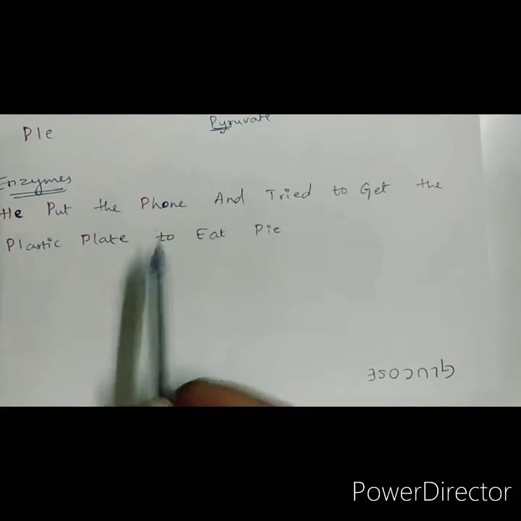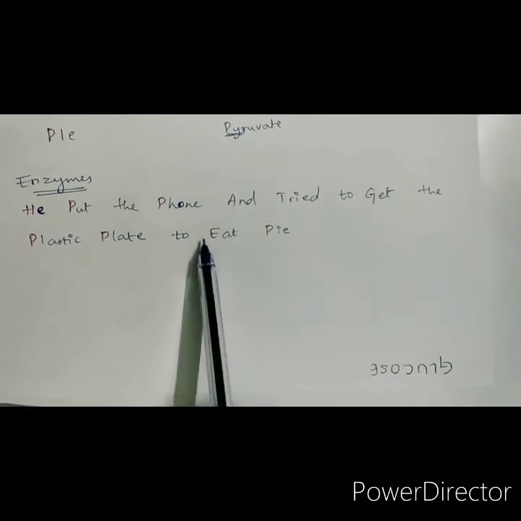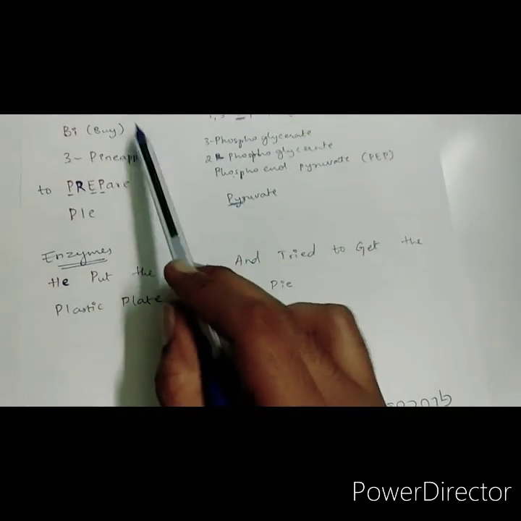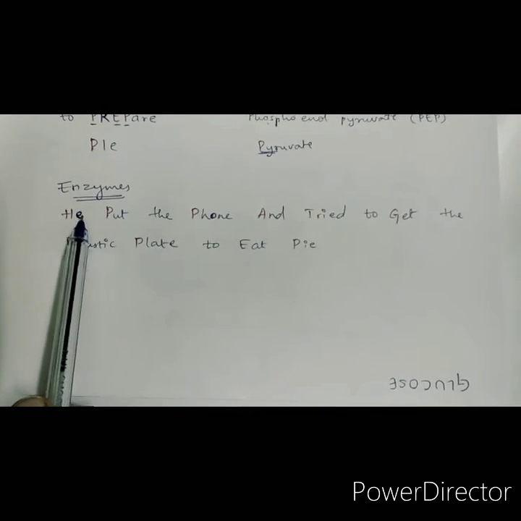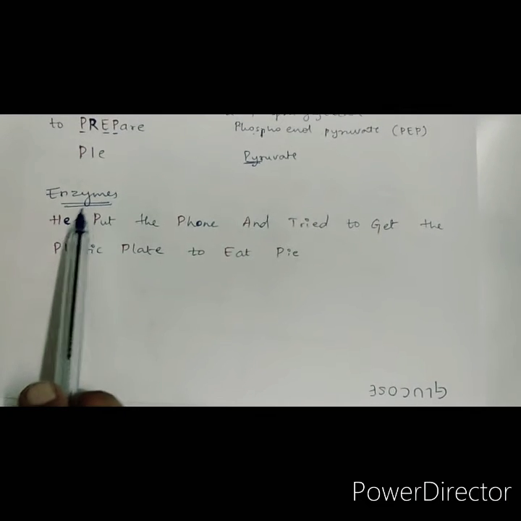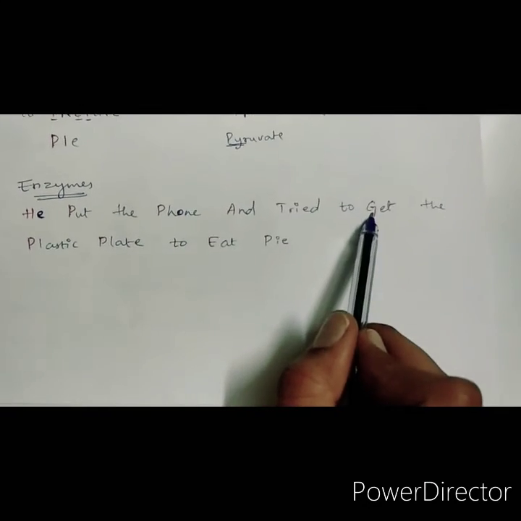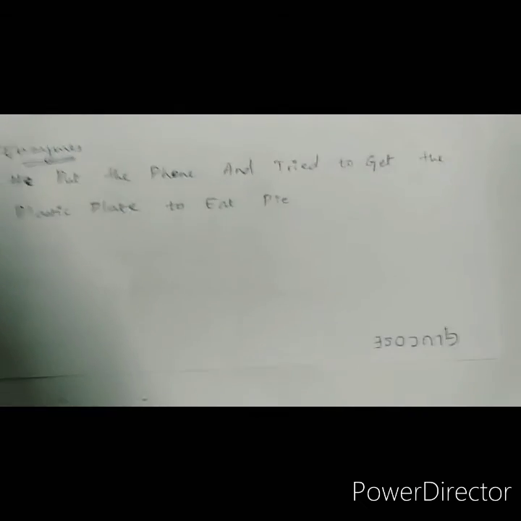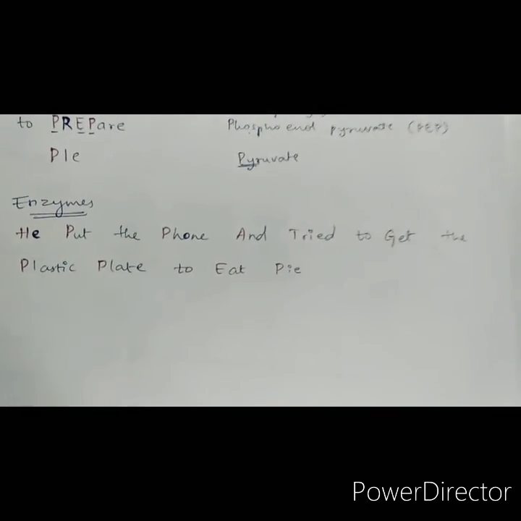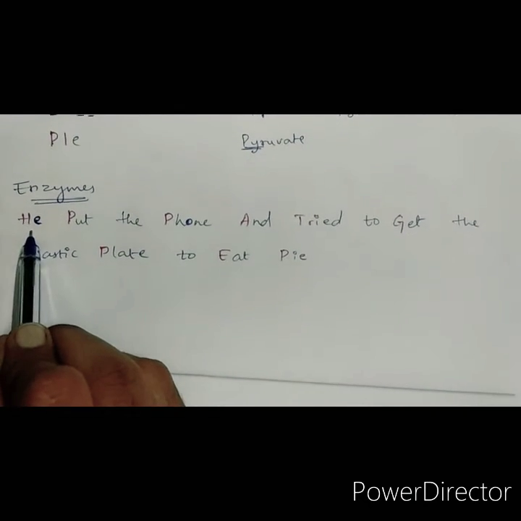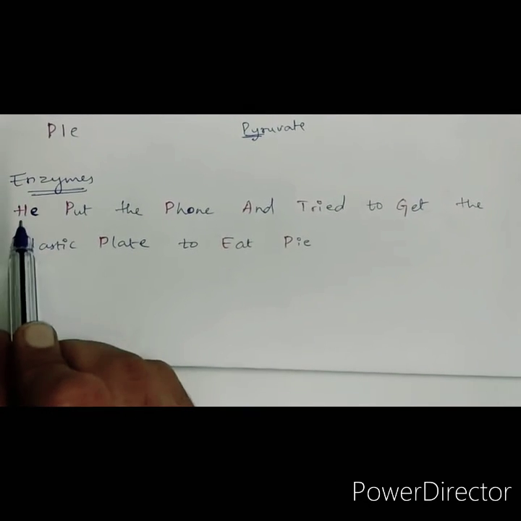Now how to remember the enzymes. For this you have to remember the sentence: He put the phone and tried to get the plastic plate to eat pie. In this, Gauri and Geeta had prepared the pie, and their brother put the phone and tried to get the plastic plate to eat pie. So how do these highlighted letters represent different enzymes? He, that is HE, is for hexokinase, right? Hexokinase, or you can remember glucokinase.